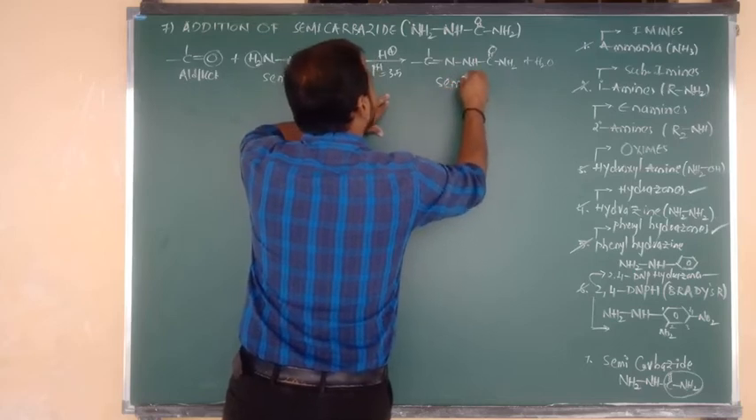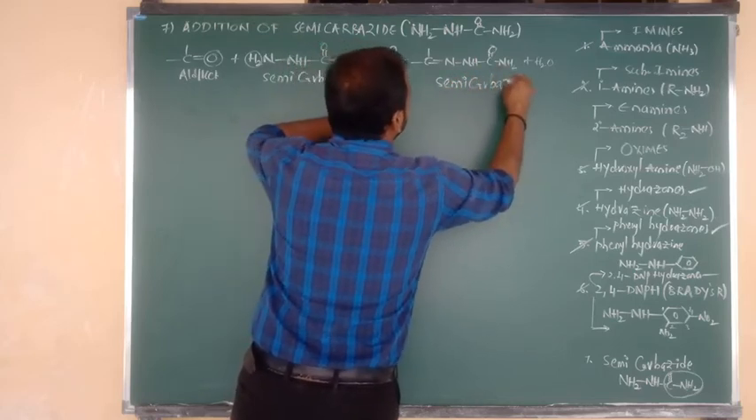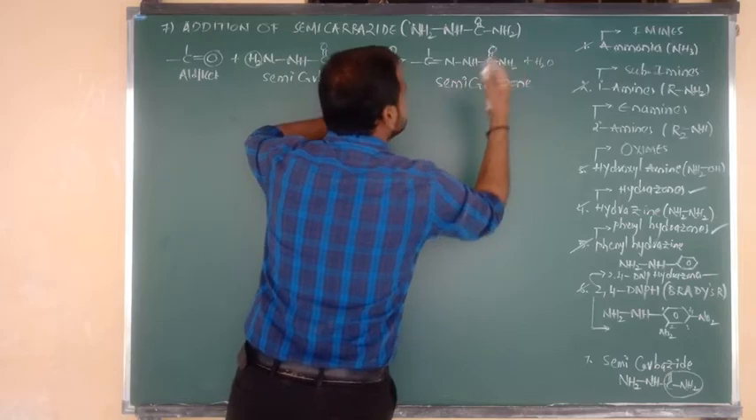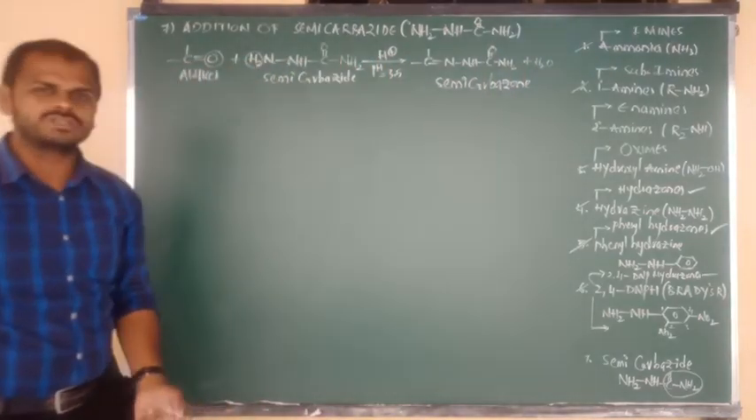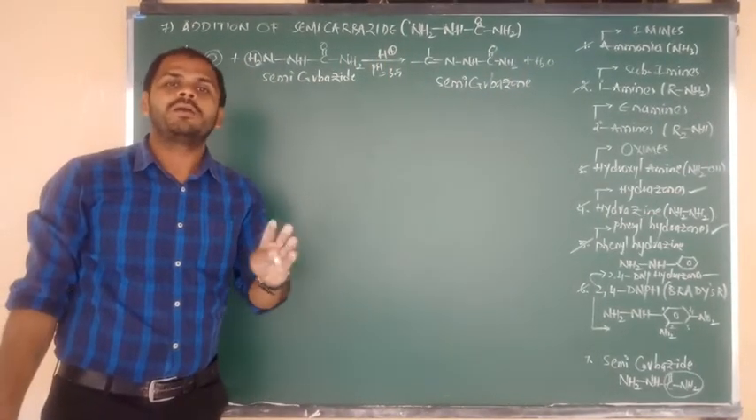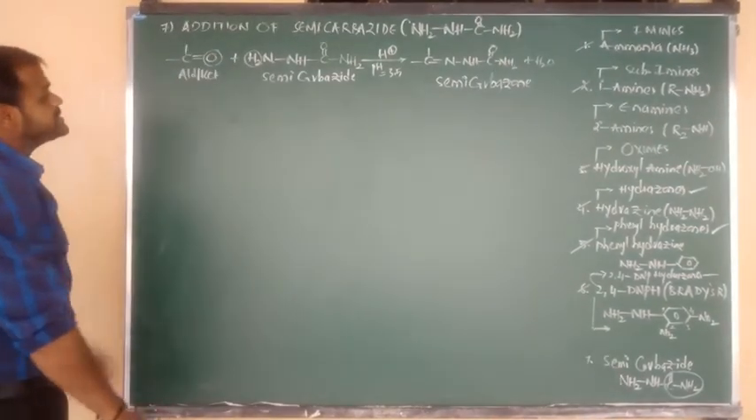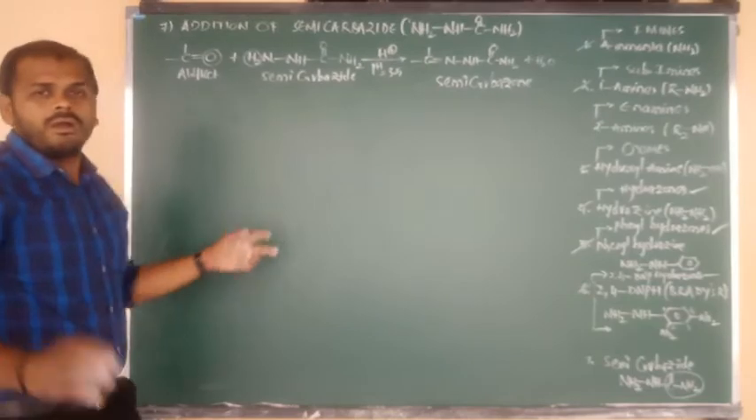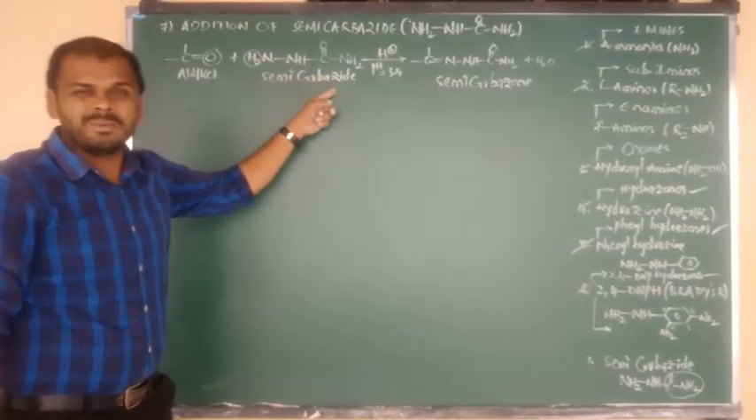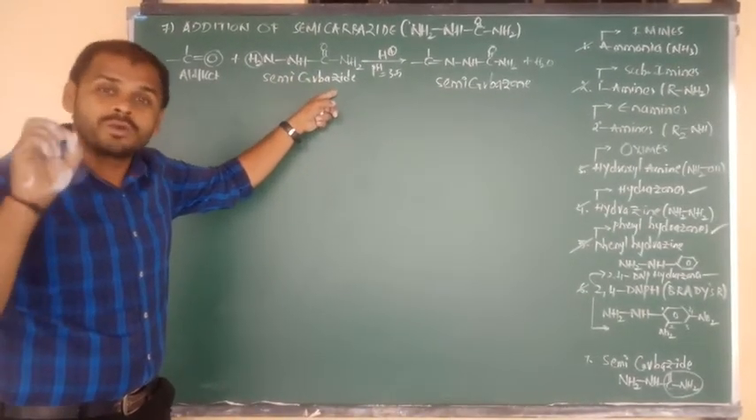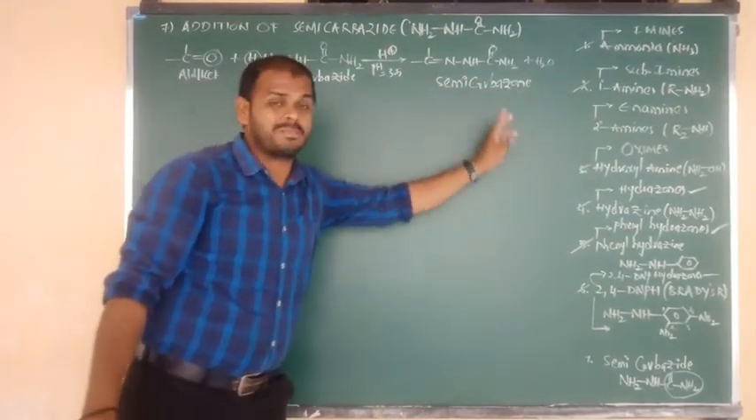Yes, what is the final product here, beta? Semicarbazone. This is your final product in this reaction. Semicarbazone is also one type of crystalline product, but no particular color. Simply we have to say that it is colorless. So, statement: aldehydes and ketones on reaction with semicarbazide give the product known as semicarbazone.